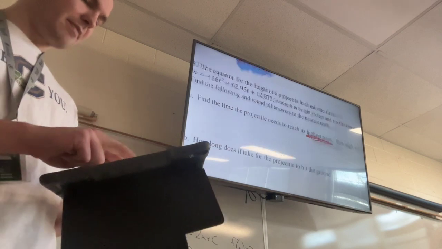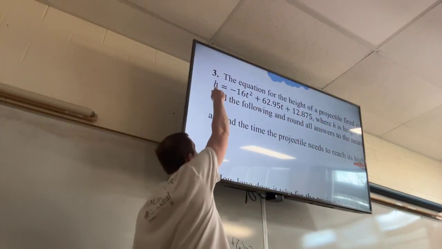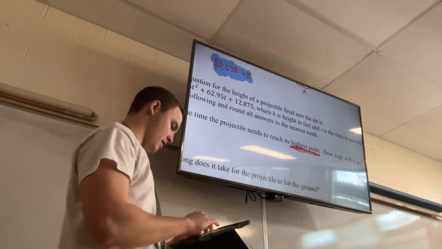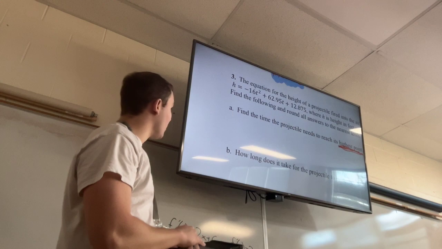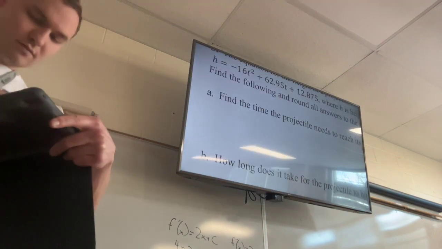Okay. So let's think about this. Go back to my equation. H represents what here? Height. T represents what? Time, right? What are they asking me to do? Find the time. Okay, so my answer when I find my maximum point there is the x coordinate. 1.97 seconds.